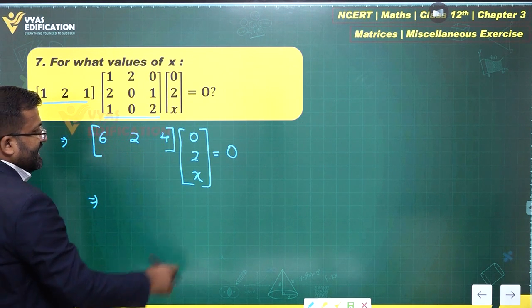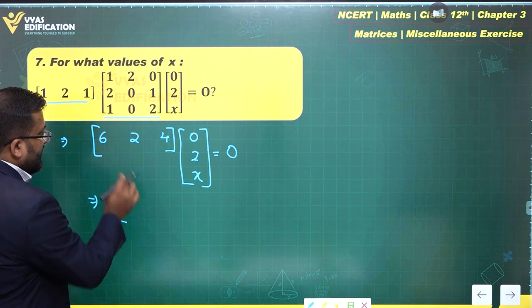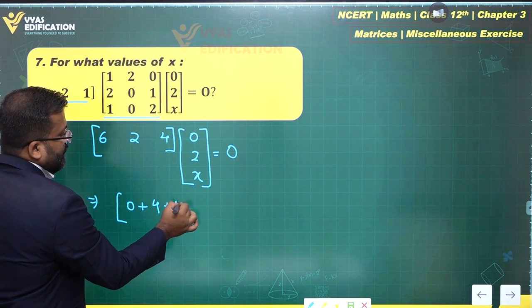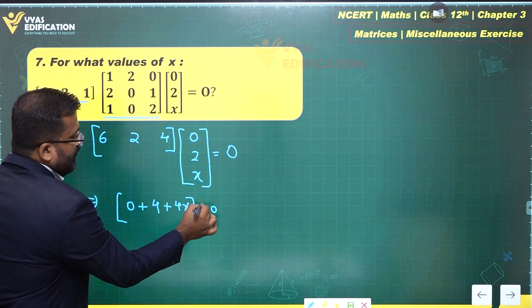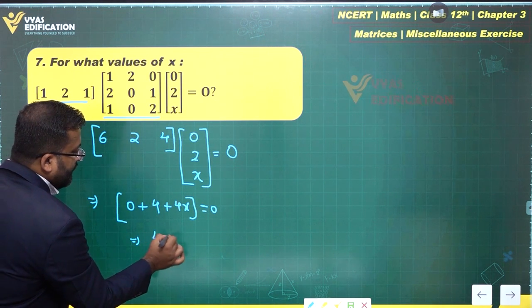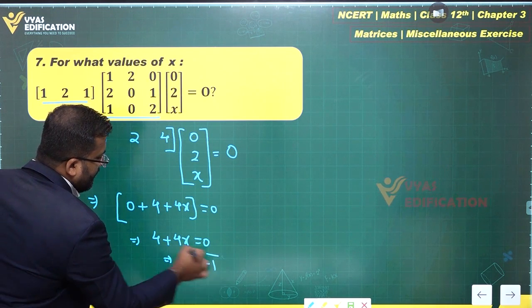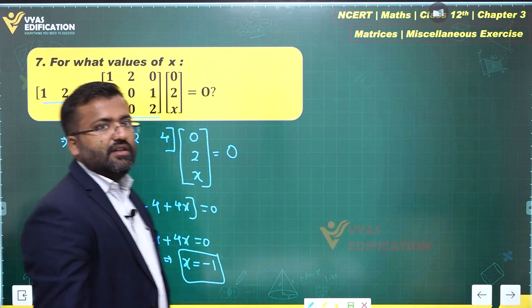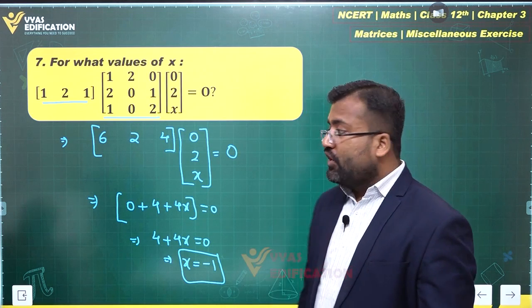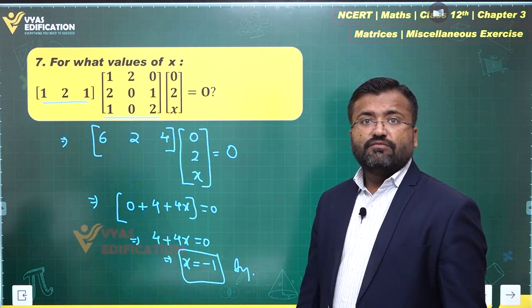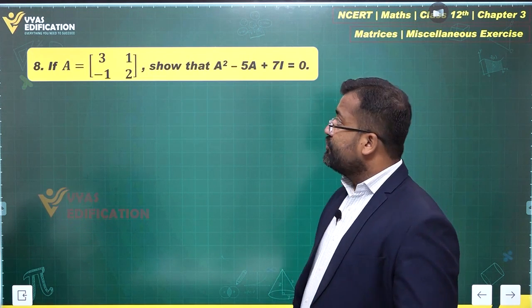Let's multiply 1 by 3 and 3 by 1. We get a 1 by 1 matrix. What is that? 6 times 0 is gone, plus 2 times 2 is 4, plus 4x is equal to 0. And from here you can observe that 4 plus 4x equals 0 implies x equals minus 1. Yes, that is the required answer for this question. Simple, pretty simple. Let's discuss this question next.